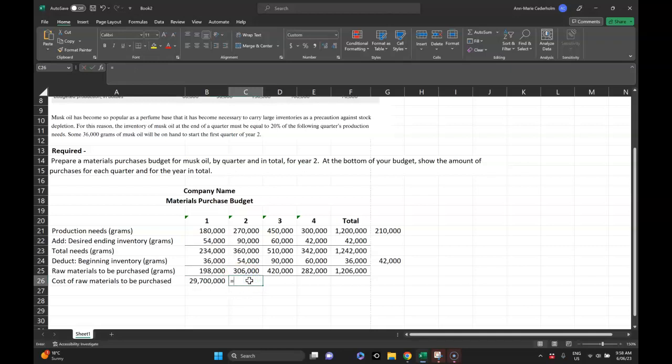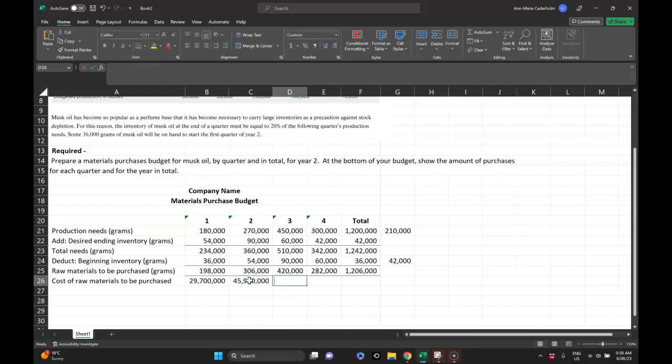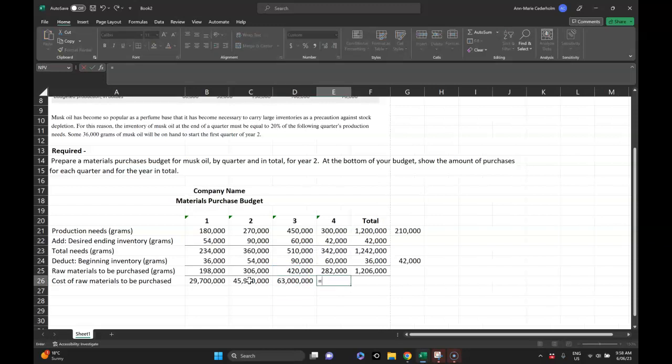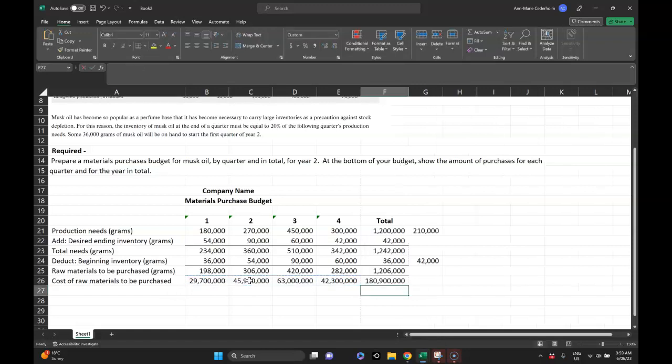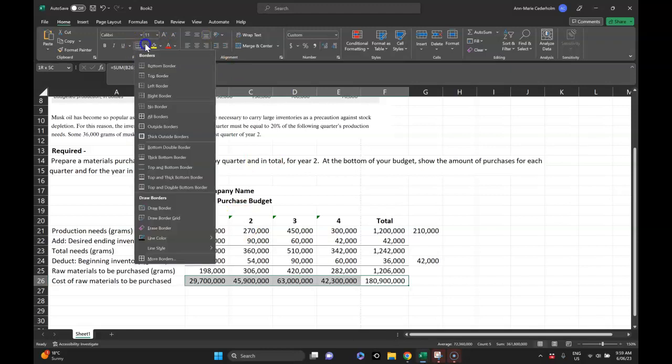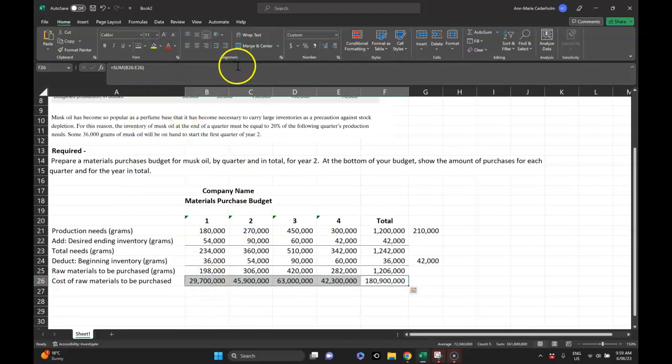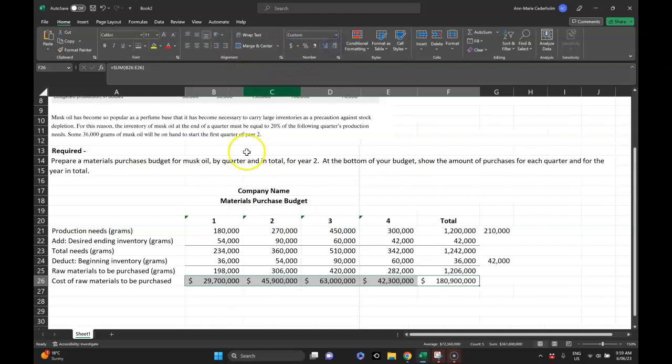Okay, so I'm going to do the same here. I'm going to take my raw materials to be purchased and then multiply that by 150. I'll take my raw materials to be purchased, so 420,000 times 150. And 282 times 150. And then I can total this across. So here I'll just put those as dollar amounts again, just to remind me that that's a price and these are grams.